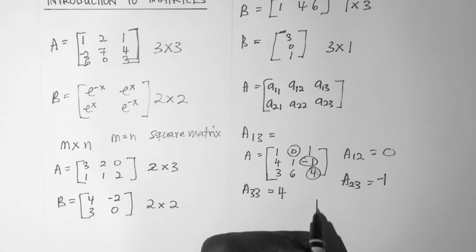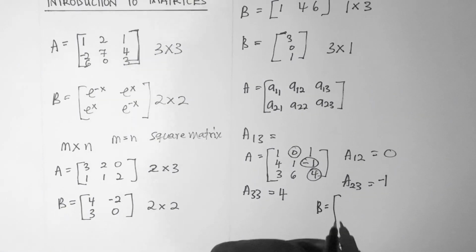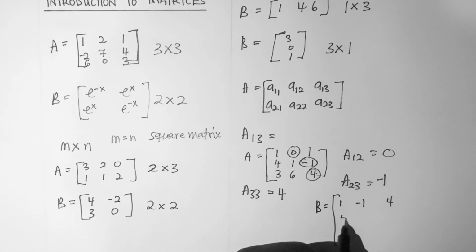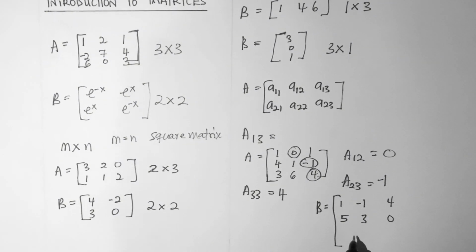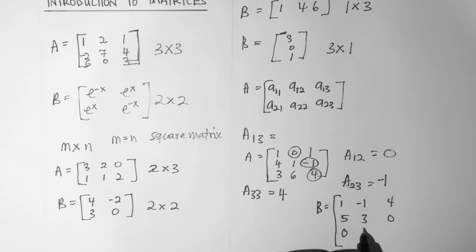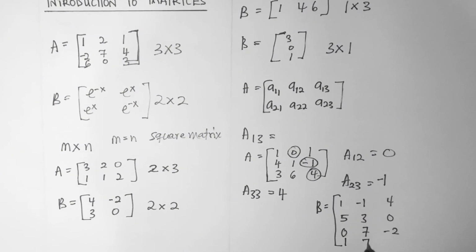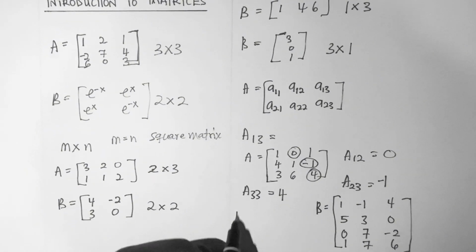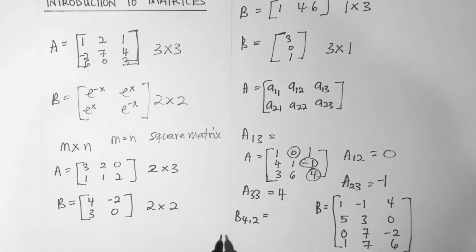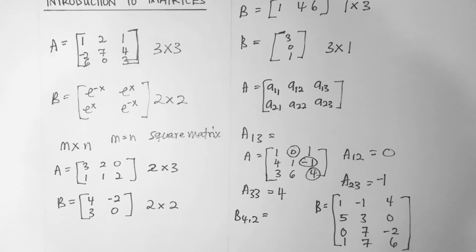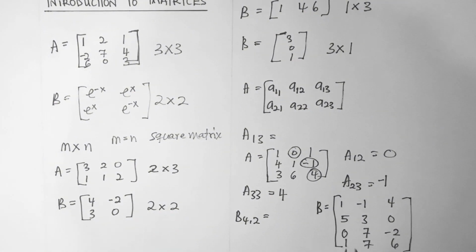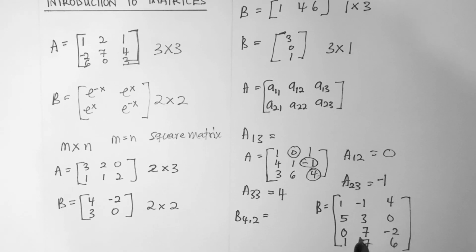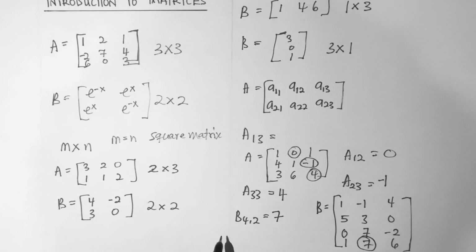So let's consider this matrix, matrix B equals 1, minus 1, and then 4. Then we also have 5, 3 and 0. And then 0, 7, minus 2. And then 1, 7, 6. Now, what is B42? It means the element that is in the fourth row and the second column. So 1, 2, 3, 4. This is the fourth row. Fourth row and then second column, that's this. So B42 is 7.